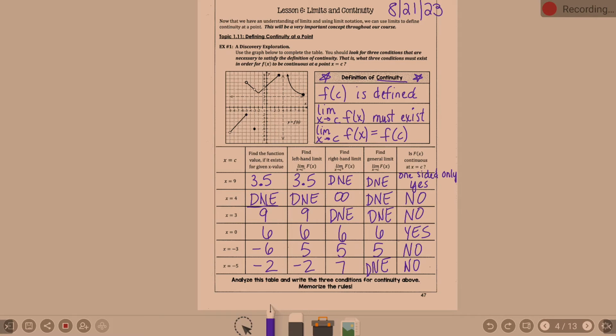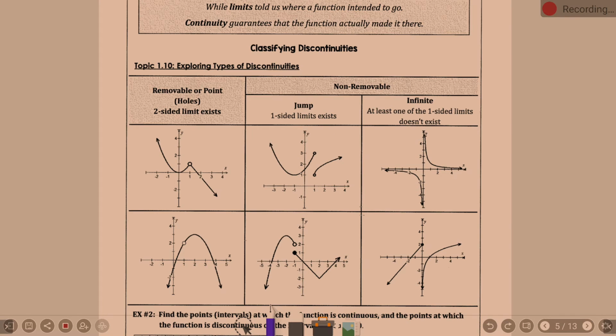Okay, do we all have what we need on that page? Yes. While limits told us where a function is intended to go, continuity guarantees that the function actually made it there. So again, if something is continuous, the limit from the left equals the limit from the right equals the value at that point. They all three have to be the same there.